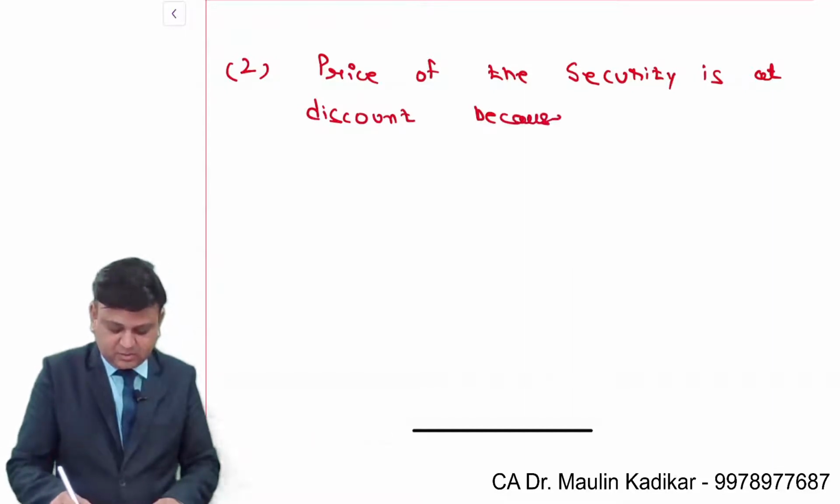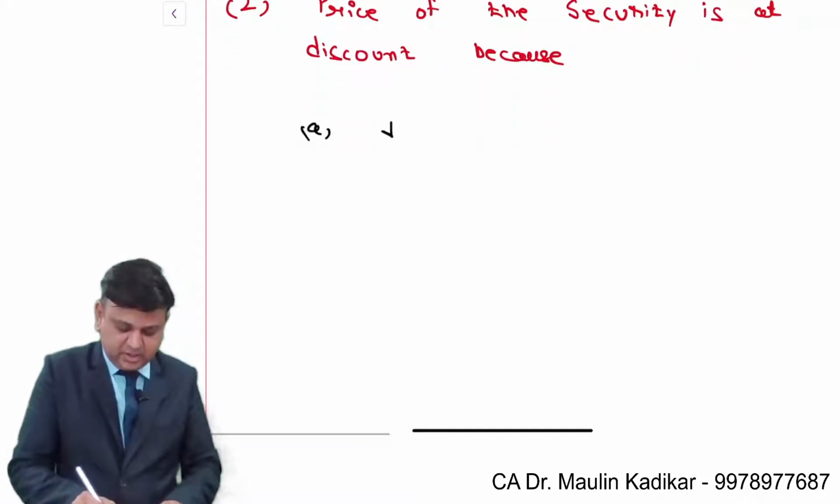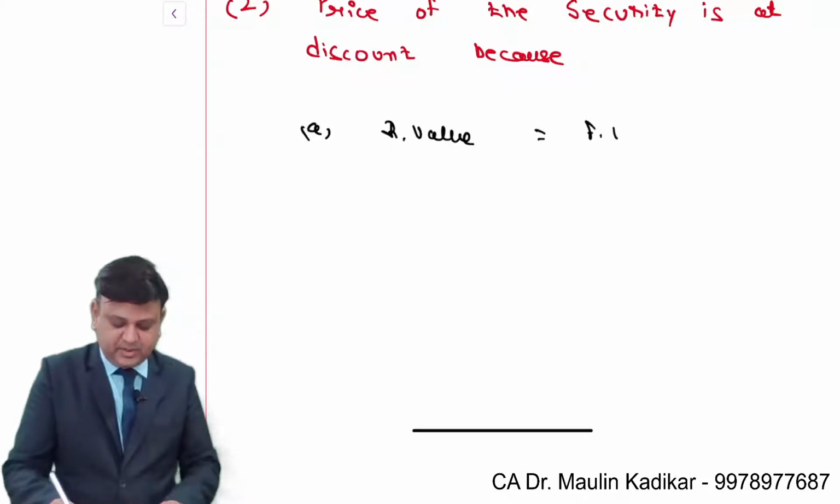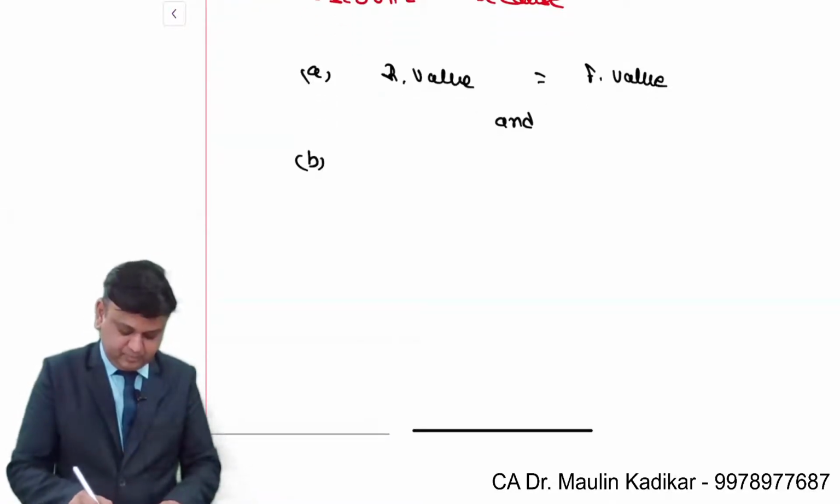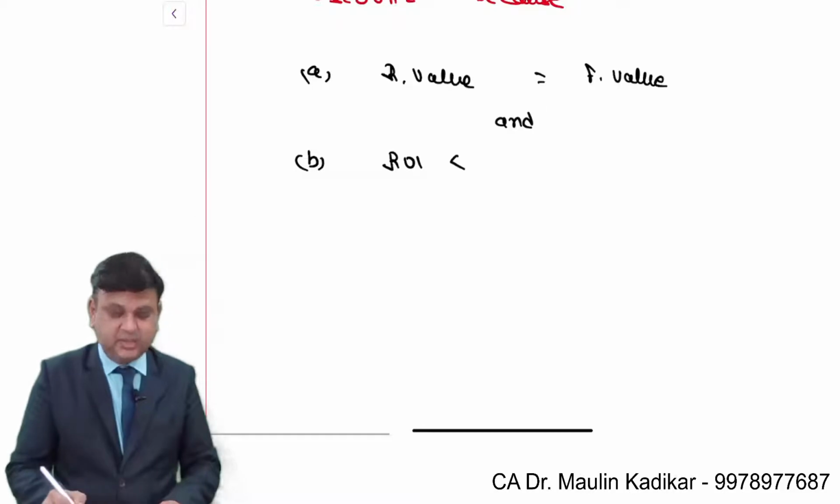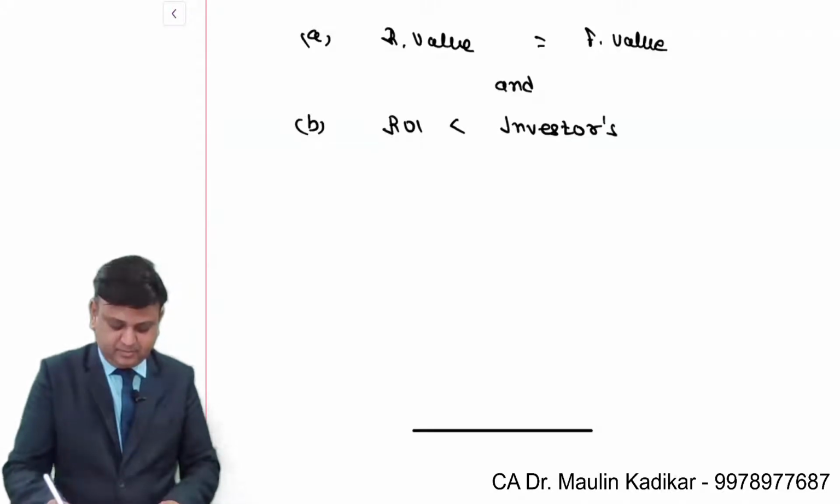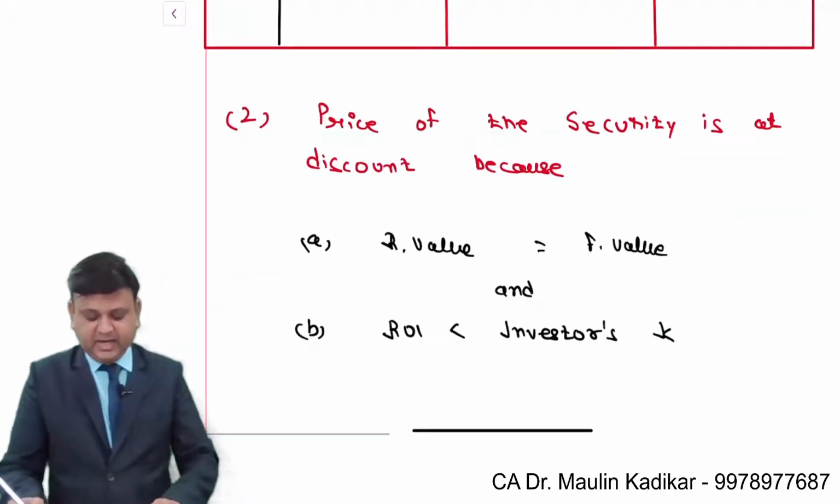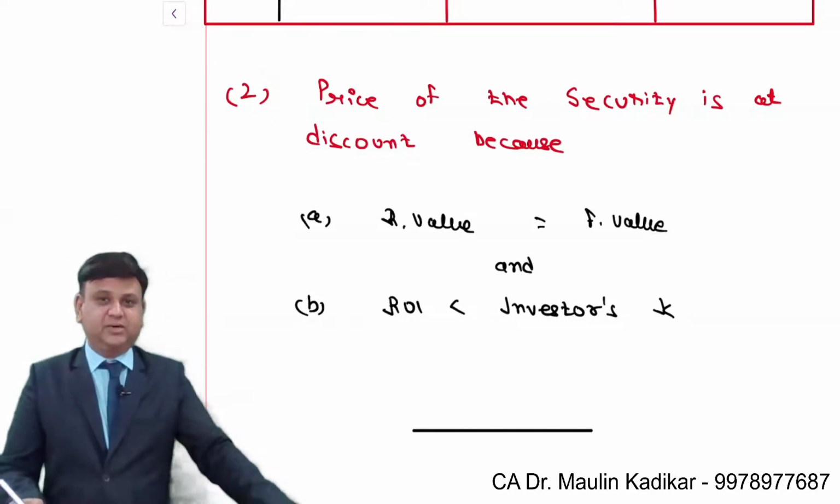because A, redemption value equals face value, and B, rate of interest is less than investors' required rate of return. As these two conditions are satisfied, the price of the security will be at discount.